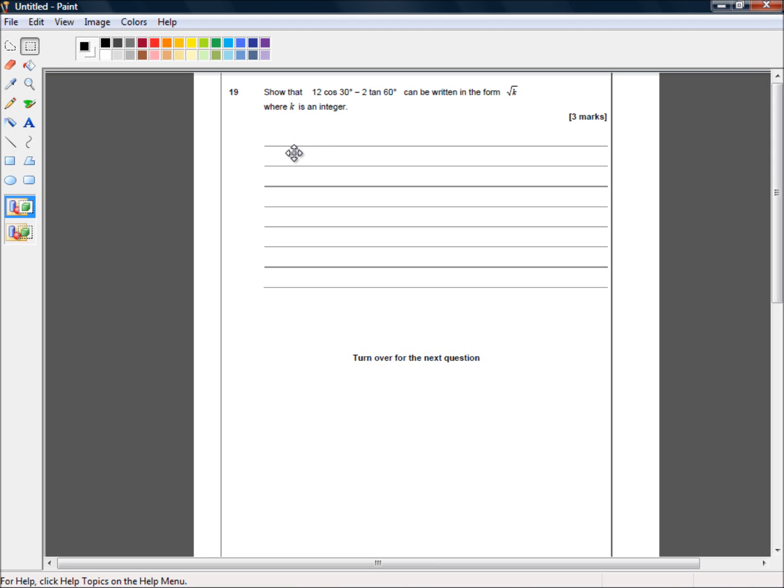8300/1H non-calculator page. Okay, we're picking up here in question 19. It says show that 12 cos 30 degrees minus 2 tan 60 degrees can be written in the form of root k, where k is an integer, and that's worth 3 marks. Now you might already know that cos 30 degrees is root 3 over 2 and tan 60 degrees is root 3, but in case you didn't know that, let's derive that from first principles.